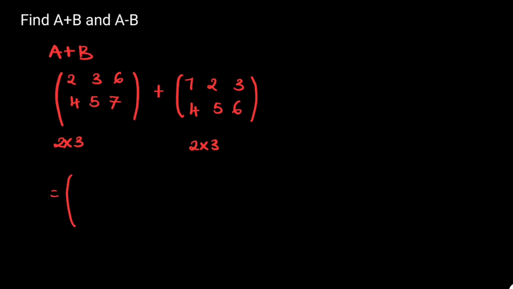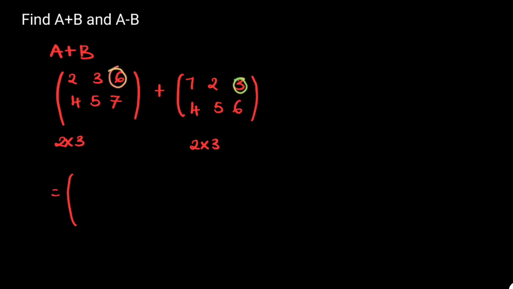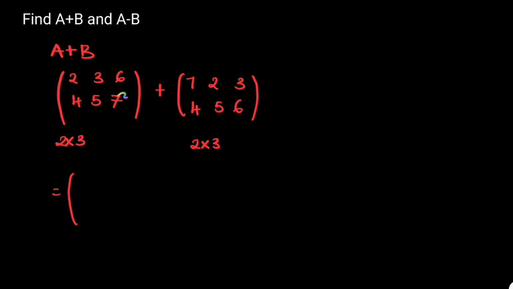2 and 1 are corresponding entries because they have the same position in each matrix. 3 and 2 are corresponding entries. 6 and 3 are corresponding entries, the same position. 4 and 4 are corresponding entries, so we can add them. 5 and 5 are also corresponding entries, while 7 and 6 are corresponding entries. So here we are simply adding corresponding entries.